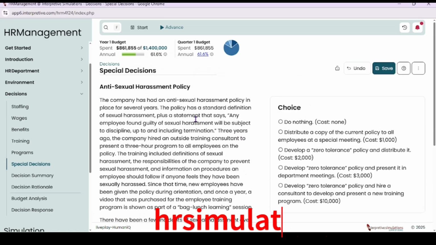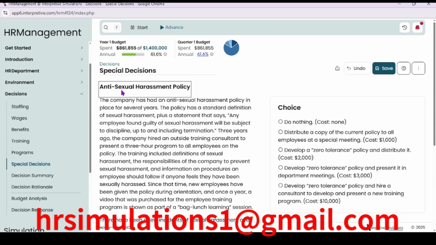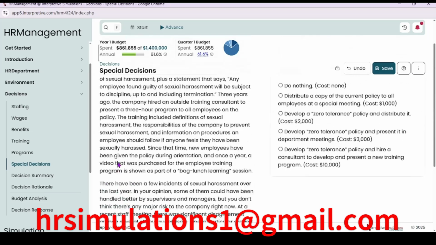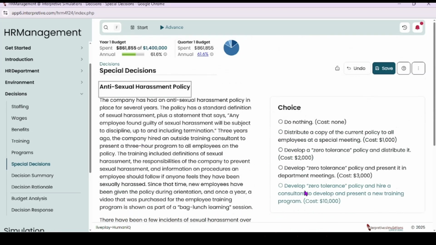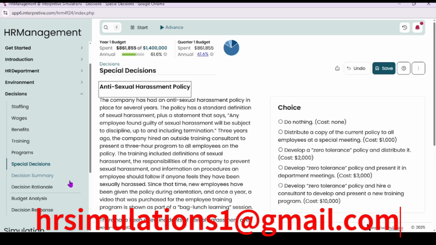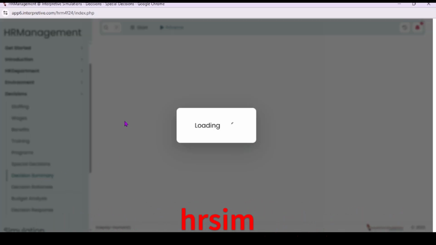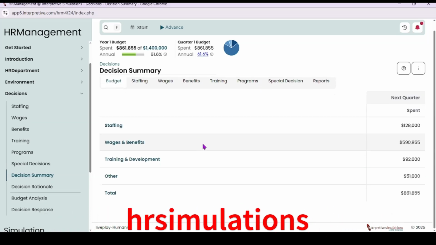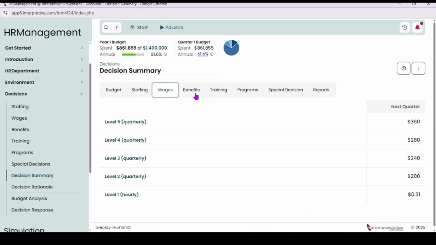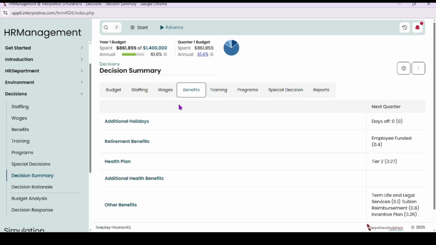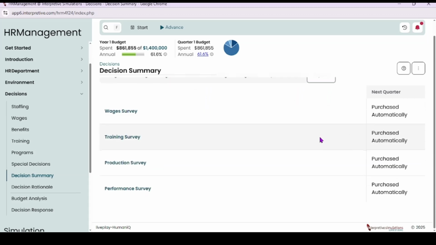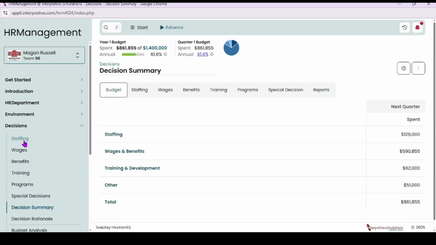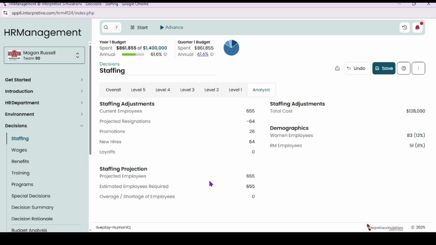Special decisions, we are talking about maybe anti-sexual harassment policy. So you are being asked a question, and you need to go through your question before you make the decisions here. So that's your work, to go through your decision. Then lastly, you can check out decision summary. So under the decision summary, you can see what you have spent for this, the budget, staffing, wages, all that. And it's cool for you to go through it. Also, you can go through the reports and see what's available. And then after going through your decisions, you can now save the decisions, and you can advance to the next round if it's self-paced.